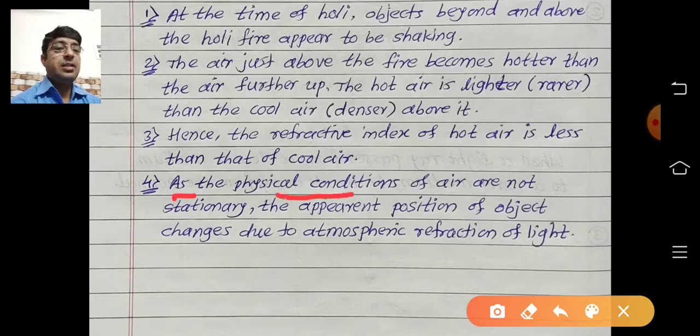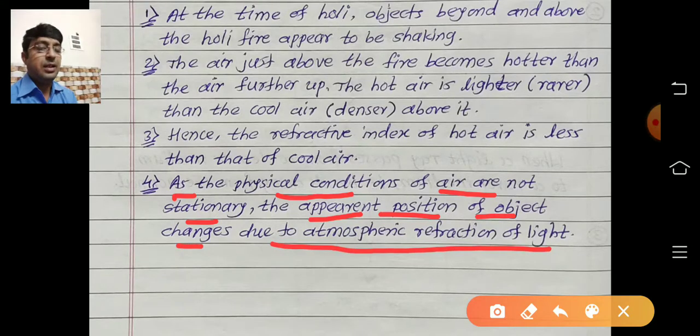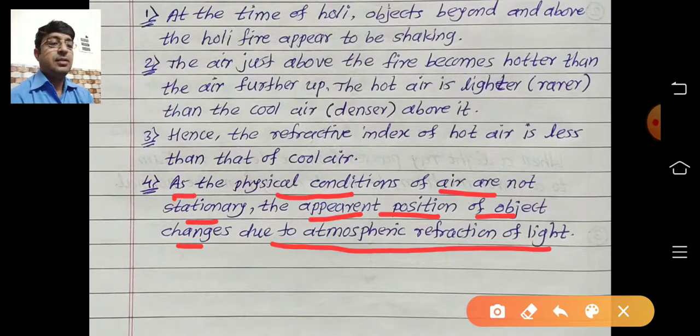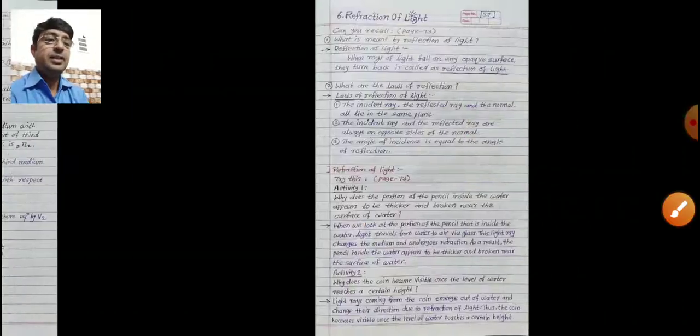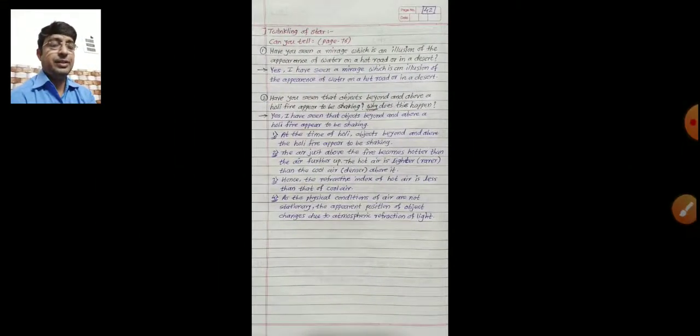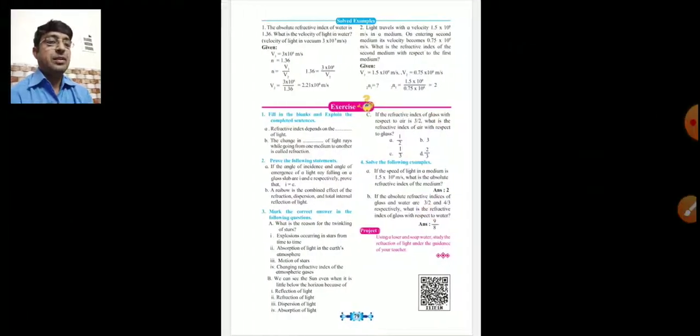as the physical conditions of air are not stationary, the apparent position of the object changes due to atmospheric refraction of light, and that's why we observe the object shaking through the Holi fire. Are you all getting it? So mark the answer, take the screenshot and write down the answer in the proper way. Next one.